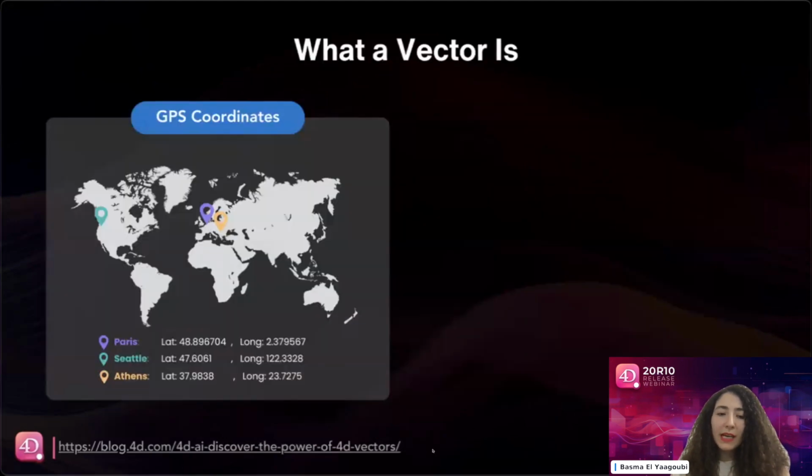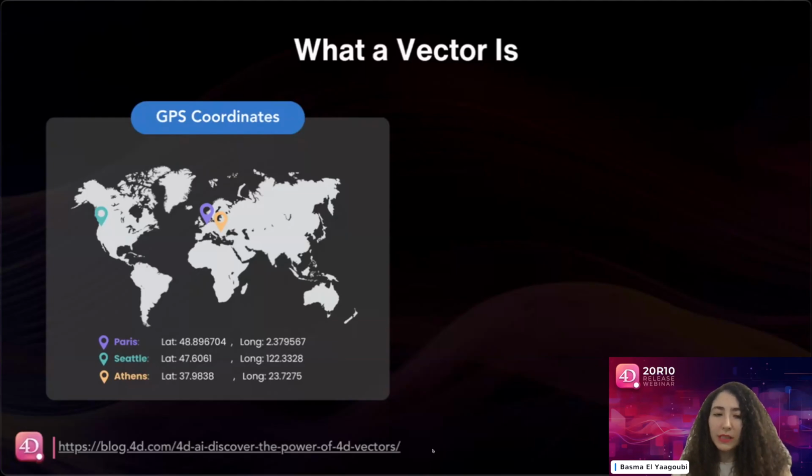So what exactly is a vector? At its core, a vector is just a list of numbers, nothing more, nothing less. Think about GPS coordinates. To locate Paris, you don't describe it with words. You give it two numbers, latitude and longitude. For example, 48.89 and 2.37. That's all it takes to pinpoint Paris on a map.